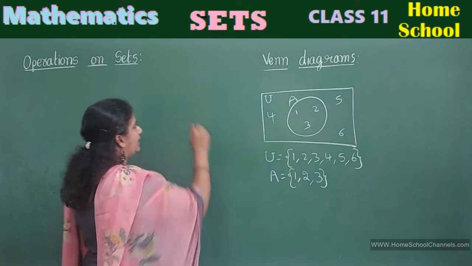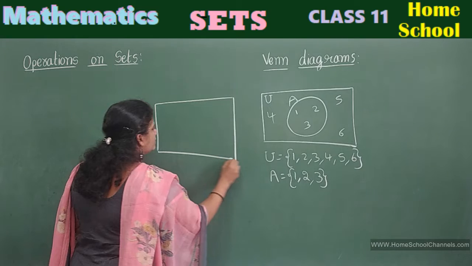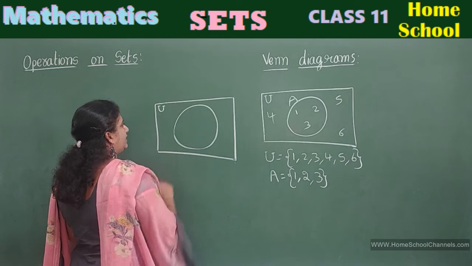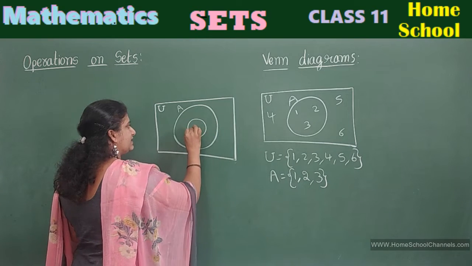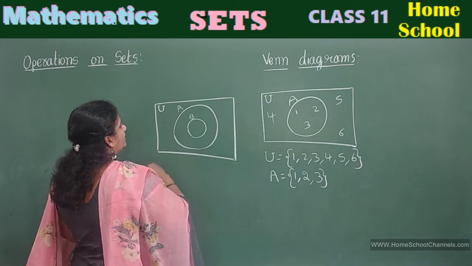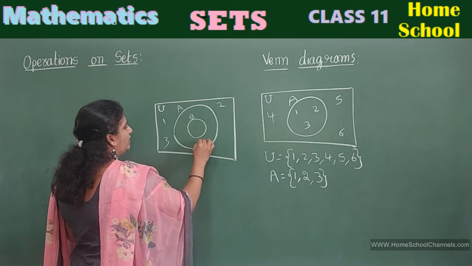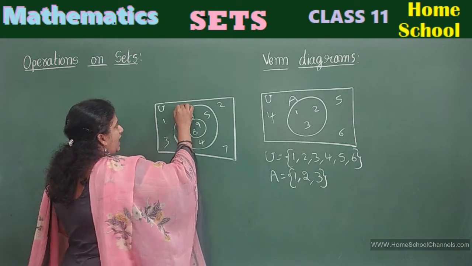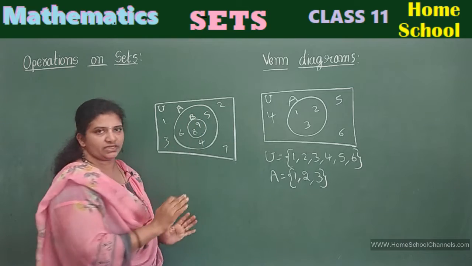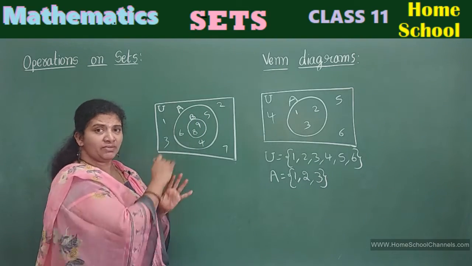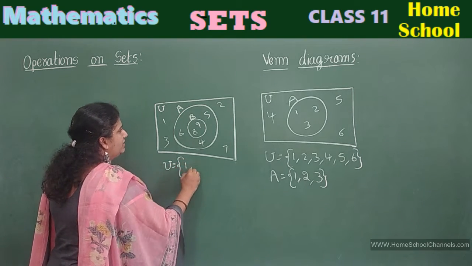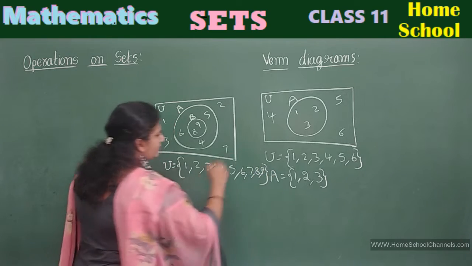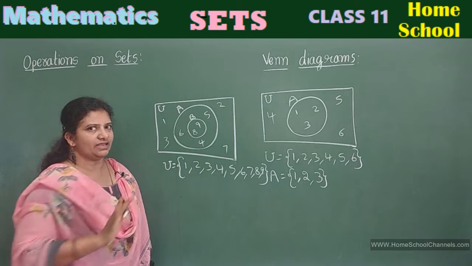Now let me take one more Venn diagram. This is a rectangle, the universal set. U is represented here. Take a circle A and one more circle inside this. Mark this as B. And write the numbers 1, 2, 3, 4, 5, 6, 7, 8, 9. See here, A and B are the two subsets of the universal set. Now identify the elements in the universal set: 1, 2, 3, 4, 5, 6, 7, 8, 9. All the elements are scattered inside the rectangle.